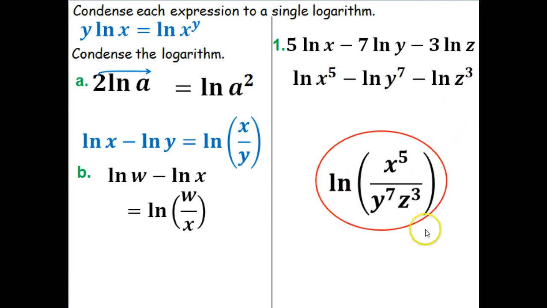So here's what it reduces down to. This is our one condensed logarithm. x to the 5th on top, y to the 7th, and z to the 3rd on the bottom. That's because we have this subtraction sign here.